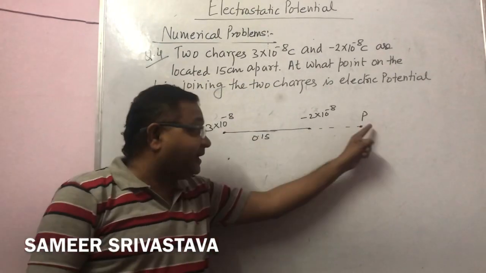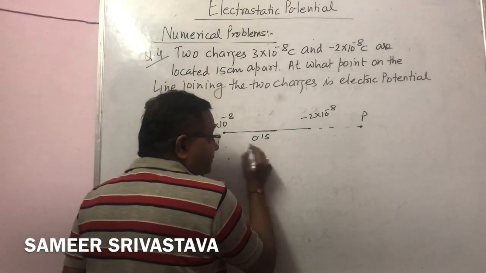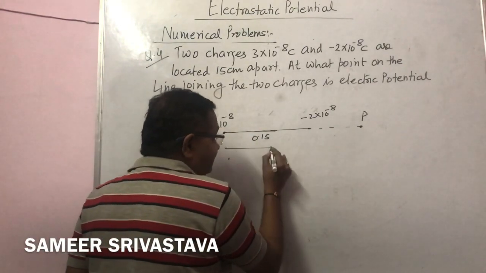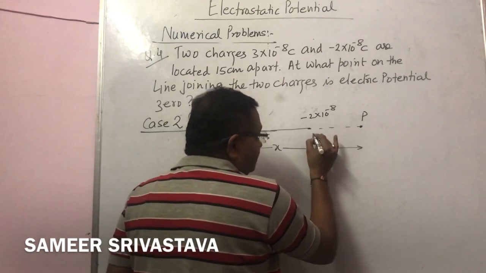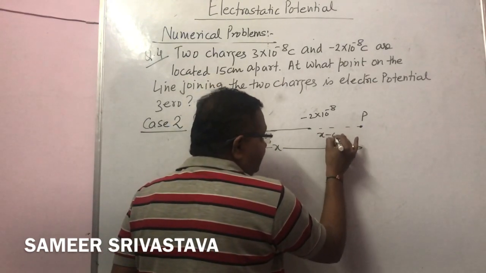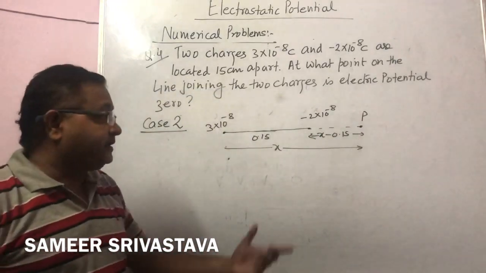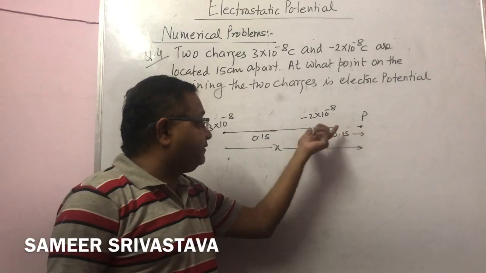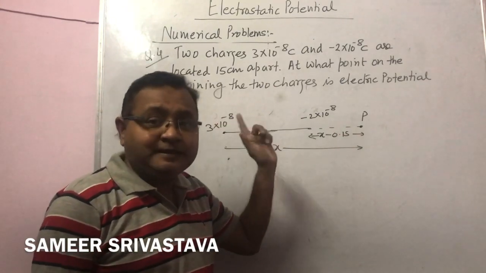Here, on the line joining these two charges, if we consider the total distance from this charge, this much is x. So what about this much value? This much value is x minus 0.15 from this charge, the minus 2 into 10 to the power minus 8 coulomb.